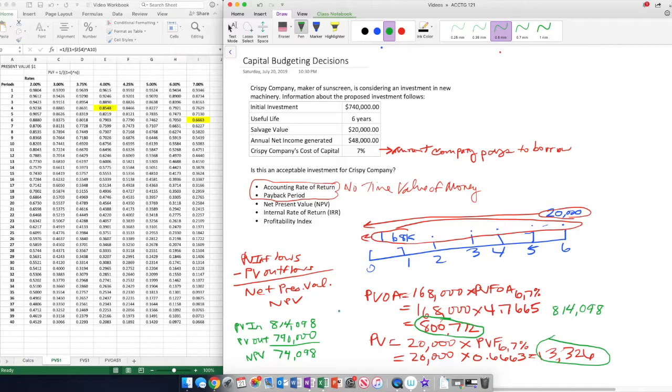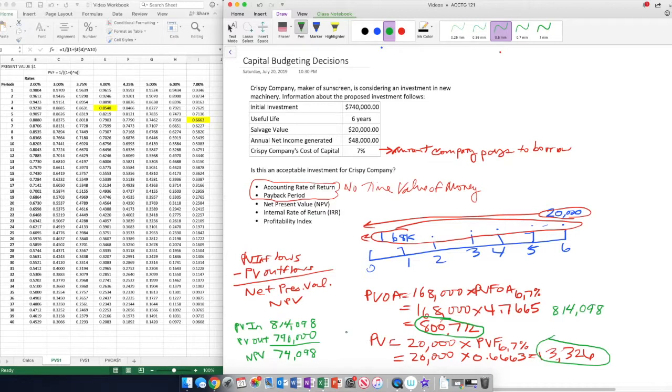Since the net present value here is positive, we know that this investment returns more than 7%. If it was negative, the return on this investment would be less than 7%, and we would reject it. But since it's more, it means it's an acceptable investment for the company's parameters. That is how we do NPV.